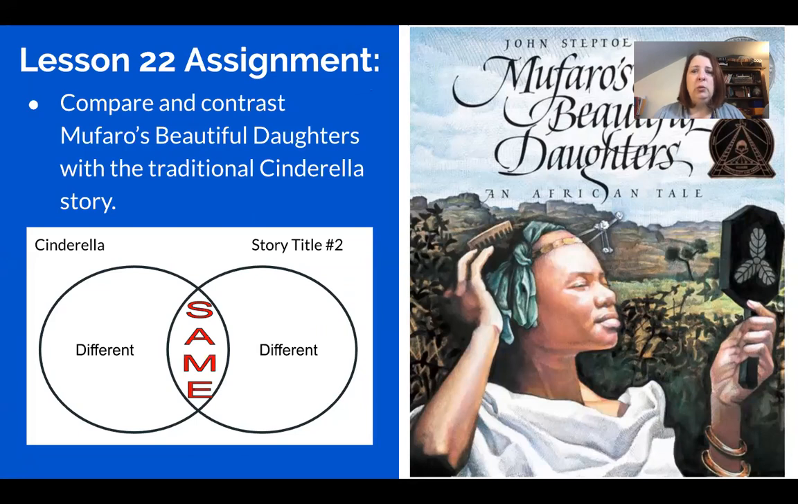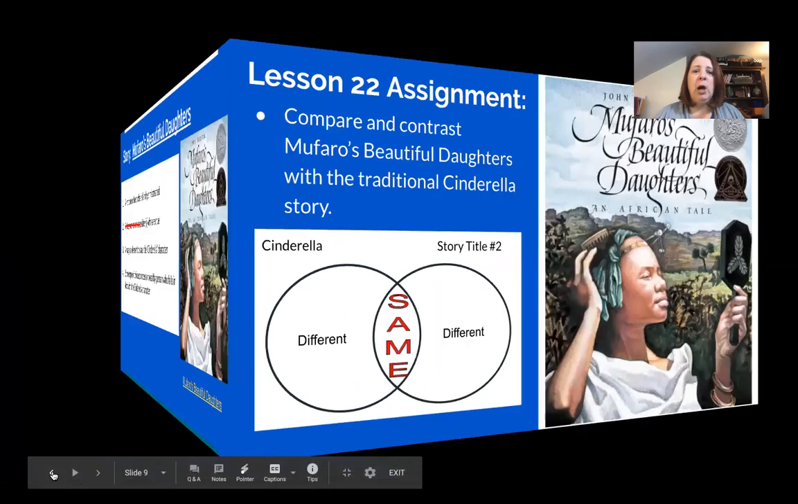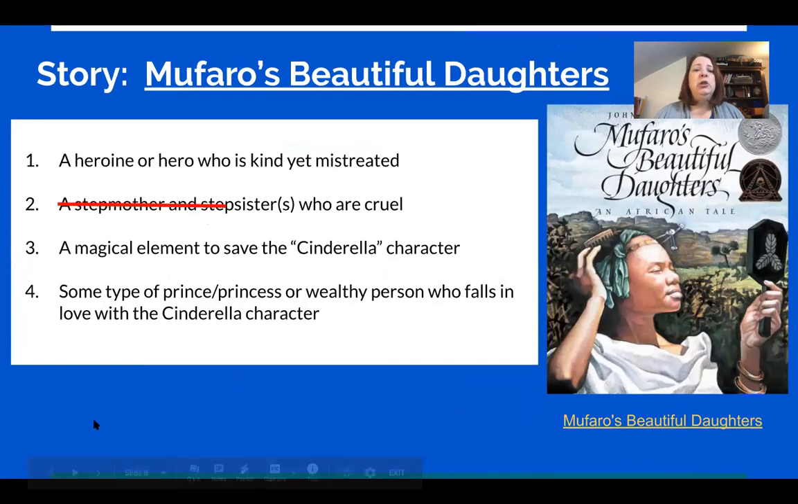Or if you go on YouTube and type in Mufaro's Beautiful Daughters, there'll be other stories that you can listen to that are being read aloud by different people. But both stories, again, fall into the category of Cinderella stories from around the world. But they're just a little bit different because they don't have all the magical elements that we're used to seeing and reading about as we read the stories last week. So now you have it. You have today's assignment. And again, remember, you can go back and you can pause. You can listen to it again. But you're going to be focusing on these four elements, or these four common pieces of a Cinderella story.